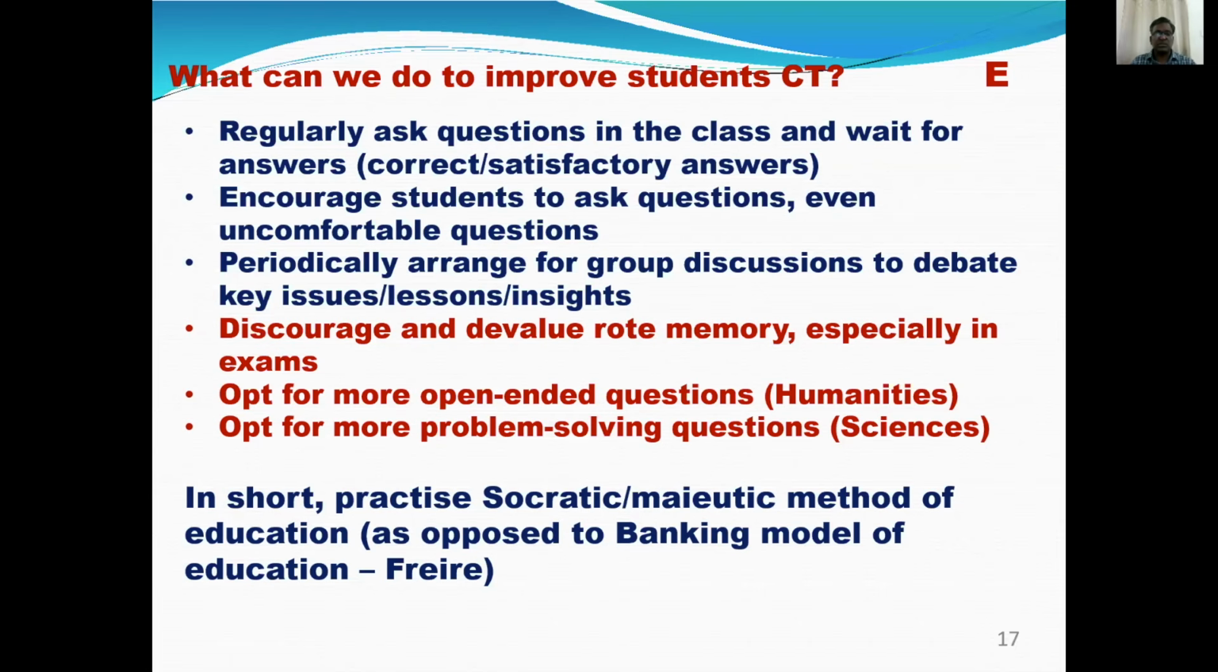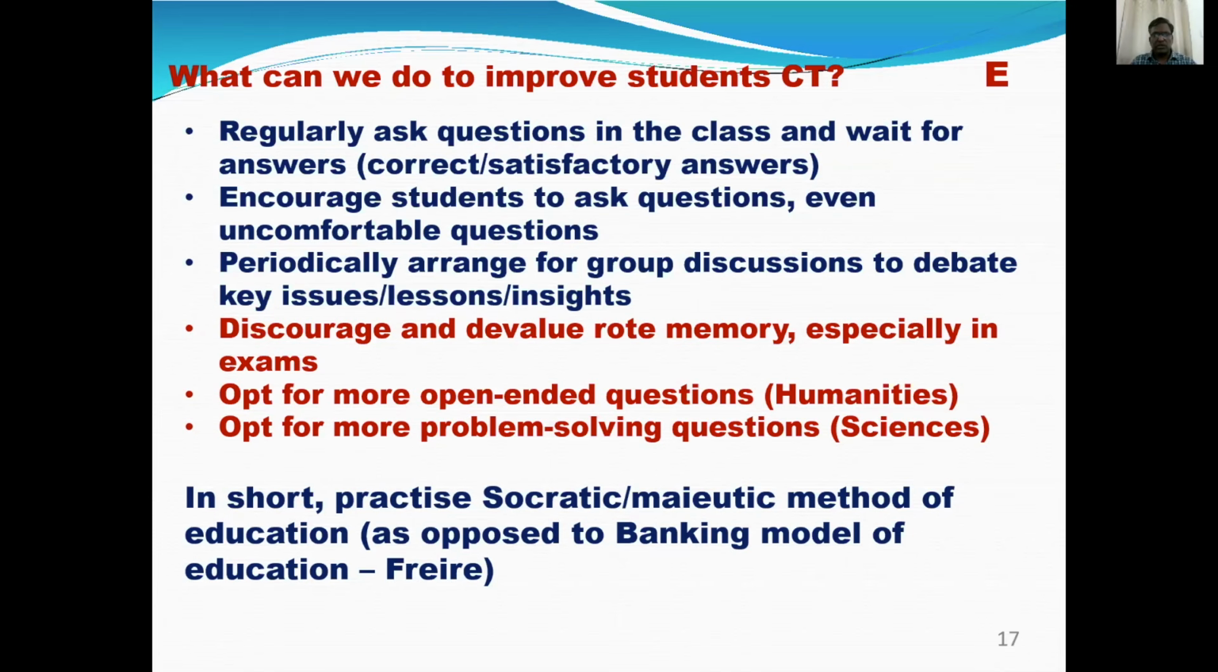In other words, and this is how I would like to conclude the fourth unit, which is on critical thinking skills. So in other words, we will discard, we will junk the banking model of education that has been talked about by Paulo Freire in his very famous book, Pedagogy of the Oppressed. And instead, we will promote, we will encourage the Socratic method of education.